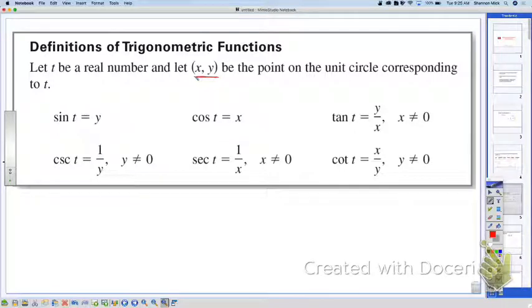And x can't be 0 because we can't divide by 0. Okay, tangent and cotangent are reciprocals of each other. Tangent is y over x, so cotangent is x over y.